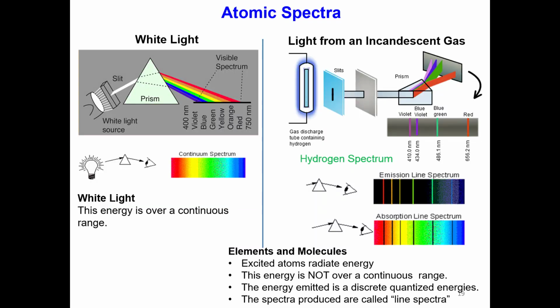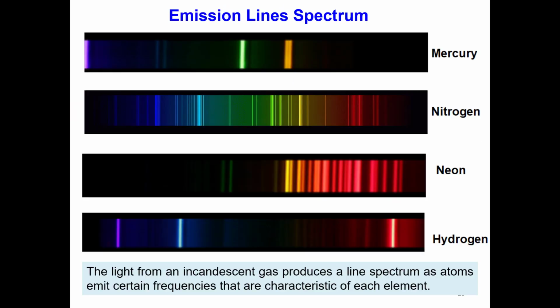Let me move to the next. Here we have the emission line spectrum for some elements, and this is for mercury. Mercury will always have this kind of line spectrum. This is for nitrogen, neon, and hydrogen. More electrons, more complex is the line spectrum.